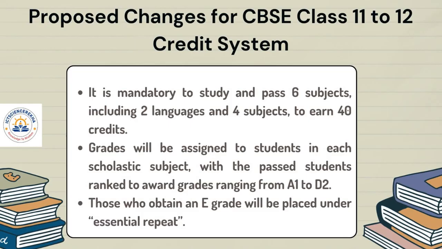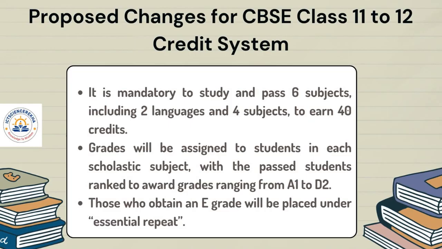Now we will discuss some proposed changes for CBSE class 11 to 12 credit system. For class 11 and 12 students, it is mandatory to study and pass 6 subjects, including 2 languages and 4 subjects, to earn 40 credits.